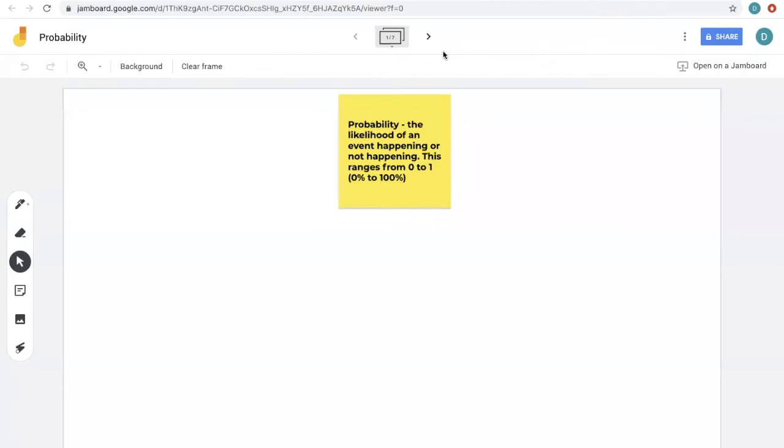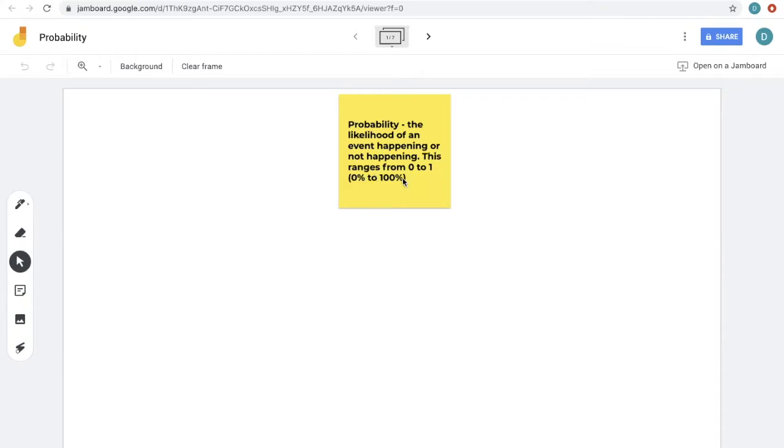All right, so today we're going to be discussing probability. Now, probability is the likelihood of an event happening or not happening. And this ranges from 0 to 1 or 0% to 100%, however you'd like to look at that. And so we determine its probability based on fractions a lot of the time.